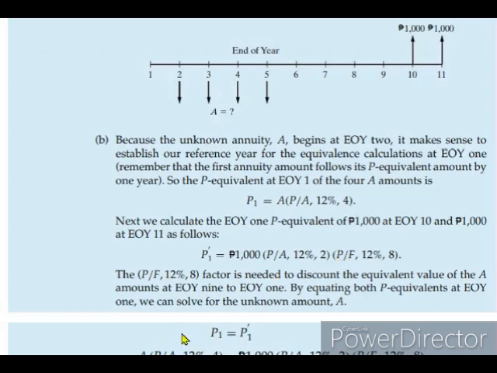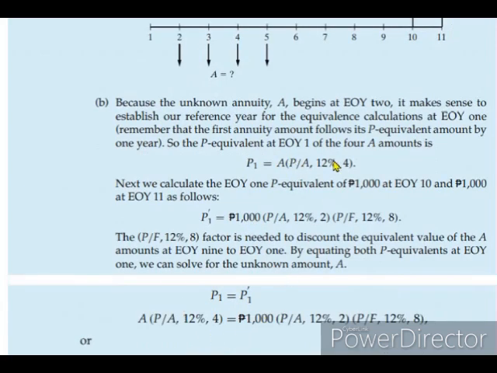Okay? So, ito, factor is needed to discount the equivalent value of A. Yun yung pinaka-factor niya. Amounts at EOY 9 to EOY 1. Bakit EOY 9 to EOY 1? Kasi yun yung hindi kasama nito ng 10 tsaka 11. By equating both P equivalents at EOY 1, we can solve for the unknown amount A. So, i-equate natin siya, kasi same lang din naman yung value ng equation na to sa dito. Okay, equate natin. Itong una, copy-paste mo lang to, is equal to dito naman.